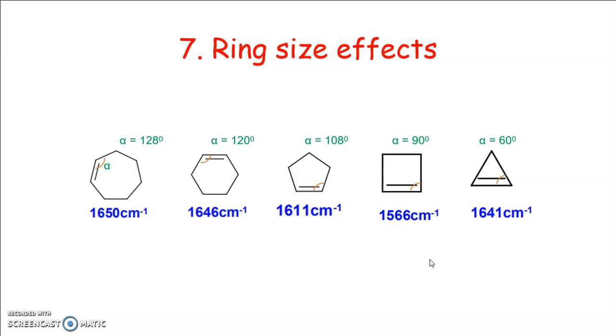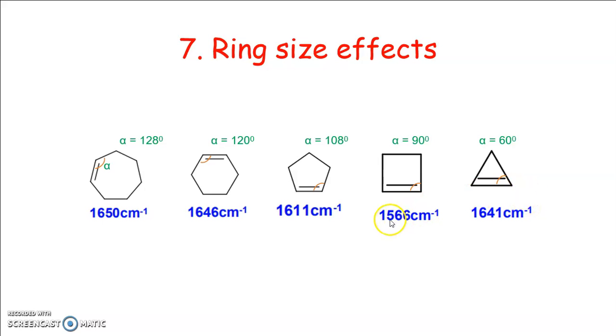Next is the ring size effect. For the cycloheptene to cyclopropene system, the absorption frequency decreases as the bond angle decreases until it is minimum at 90 degrees. In cyclopropene, the value again increases.